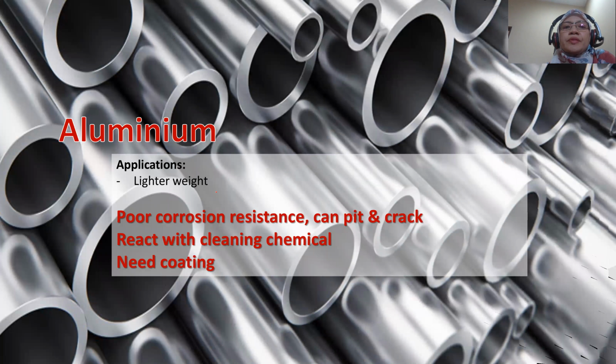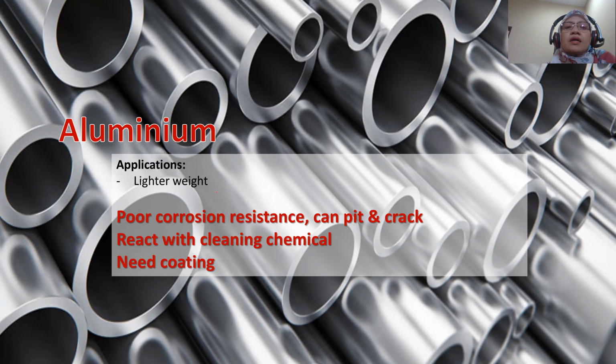Aluminium is used in certain parts and components where lighter weight is desired. However, aluminium has poor corrosion resistance and can become pitted and cracked with continued use. Care should be taken when cleaning and sanitizing aluminium components, as oxidizing chemicals can accelerate the pitting of the metal. In most food contact applications, aluminium must be coated with an acceptable material such as a plastic coating.